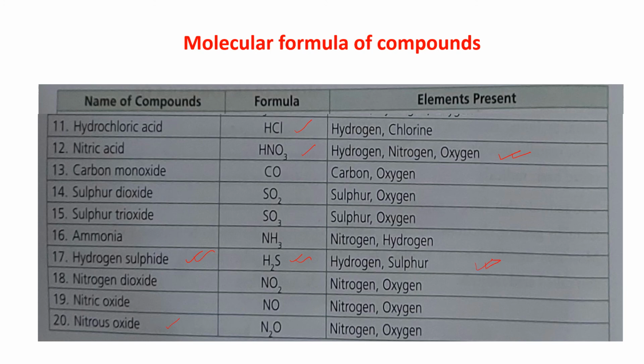Nitrous oxide, nitric oxide. Nitric oxide is NO, nitrogen dioxide is NO2 and nitrous oxide is N2O. Children, please remember this. Nitrogen dioxide is NO2, nitric oxide is NO and nitrous oxide is N2O. In all the three cases, the elements present are nitrogen and oxygen. Am I clear, children?